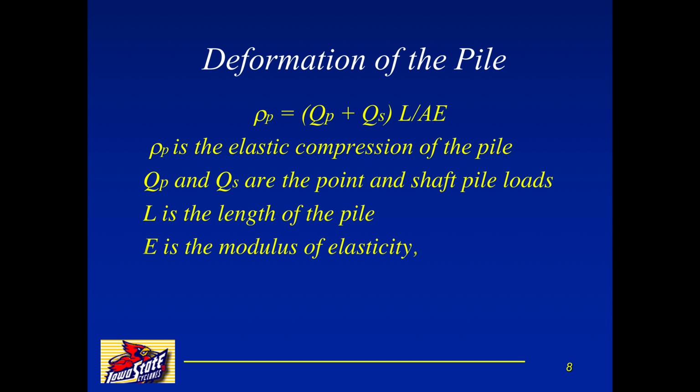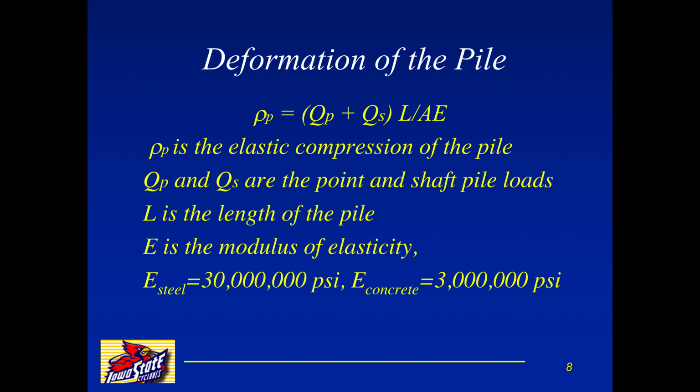L is the length of the pile, E is the modulus of elasticity, and we're given a typical modulus of elasticity for steel and concrete. And then A is the area of the cross section of the pile. So if it's circular, you calculate that, or if it's rectangular or square.